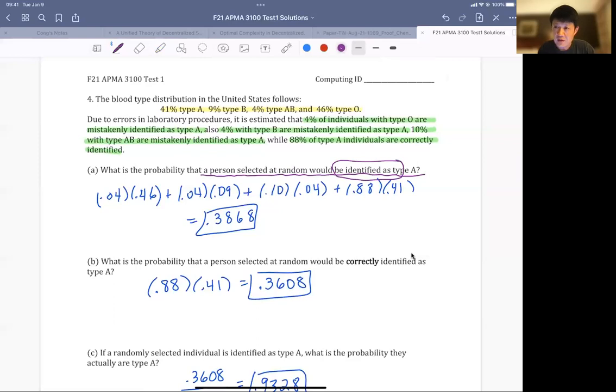A lot of the erroneous answers for this problem come from students mistakenly thinking that this is asking: if I randomly select a person, what is the probability that he is type A? No, that's not the question. The question is, what is the probability that he or she is identified as type A? As long as you are identified, that means there is a potential error in that.